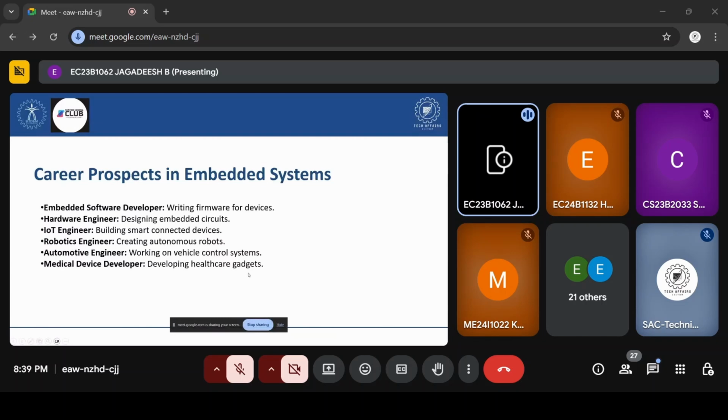If you see the career prospects in embedded systems, there are plenty of them: embedded software developer, hardware engineer, IoT engineer, robotic engineer, automotive engineer, and medical device developer. There are plenty of jobs in embedded systems. If you see ECE, one of the core jobs is embedded systems. You have plenty of others also, like VLSI and those, but embedded system is also one of the core jobs you get.